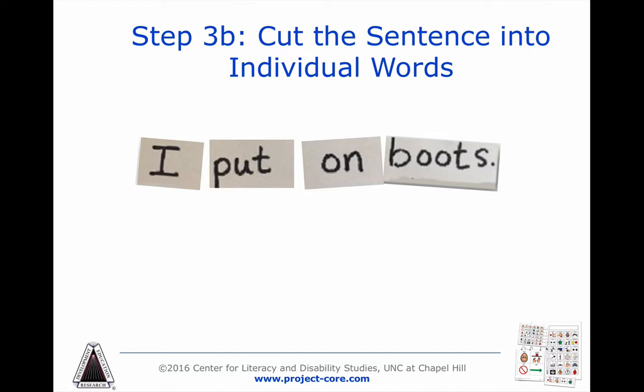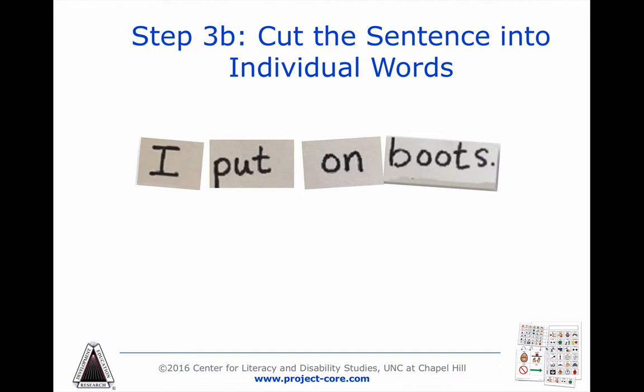After reading and rereading the sentence, students are supported in cutting the sentence into individual words. Some students will be able to use scissors independently to try to cut, but many will be physically unable to cut the sentence independently. Adults can help these students by running a finger across the sentence strip and asking the student to indicate, using a gesture, vocalization, or a switch, when they should stop and cut.